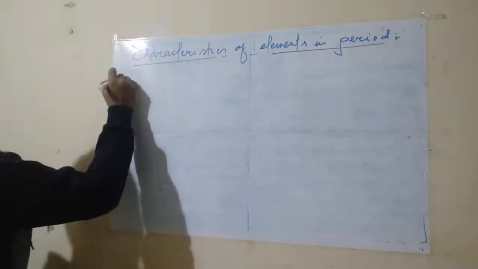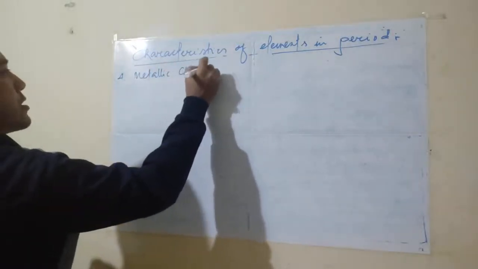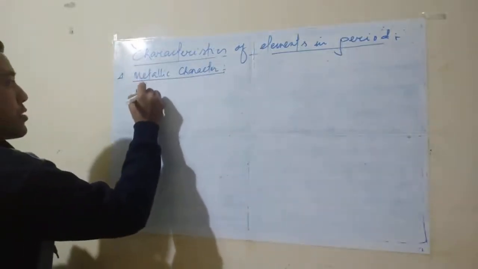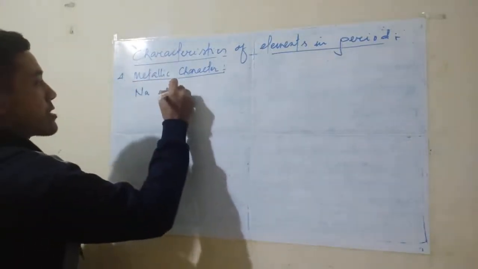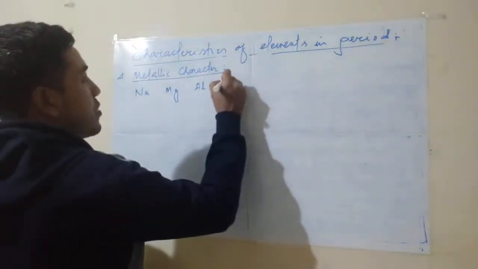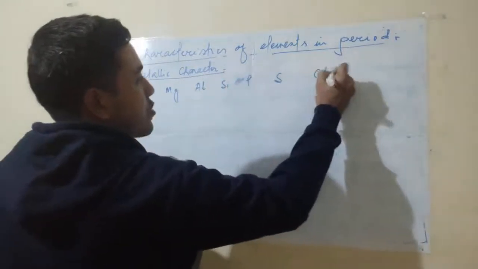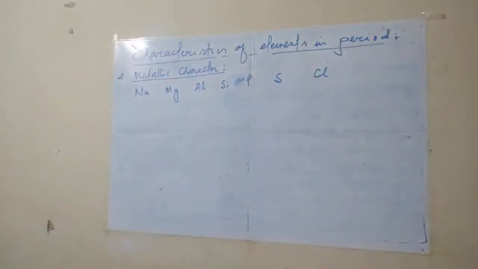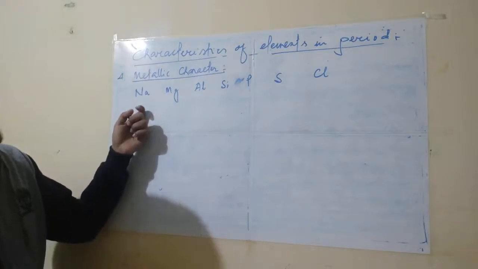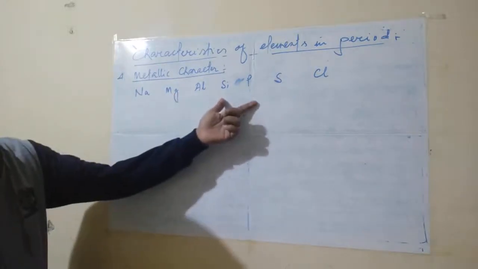Next, number 4 is metallic character. Now look here: sodium, next magnesium, next aluminium, next silicon, next phosphorus, next sulfur, next chlorine. Right, look here, these are the highly reactive elements. Now these are highly reactive materials, and this is metalloid, and this is non-metal.